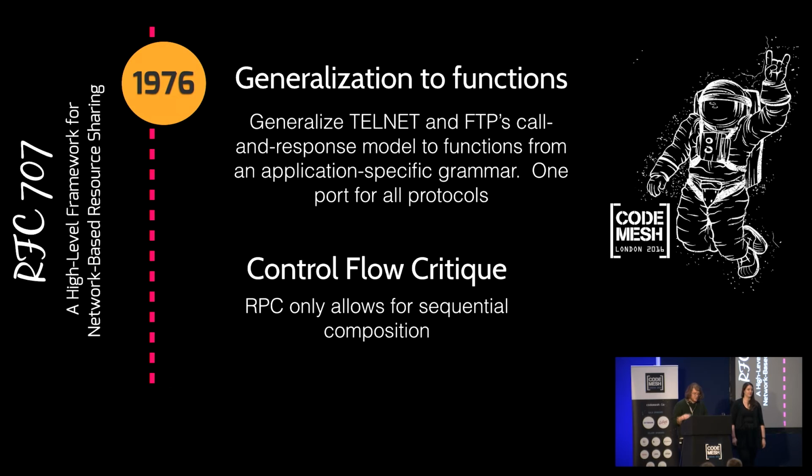Now, if we move a little bit forward to RFC 707, in 1976, RFC 707 says a couple of interesting things that I'll highlight. So around this time, we have protocols like Telnet that runs on port 23. We have FTP that runs on a different port. And the realization that this RFC makes is that, well, all of these protocols are really the same thing. We could implement them all by RPC, right?